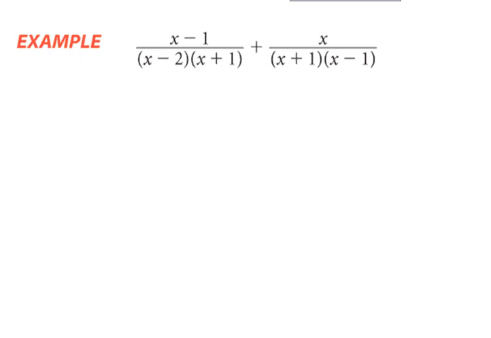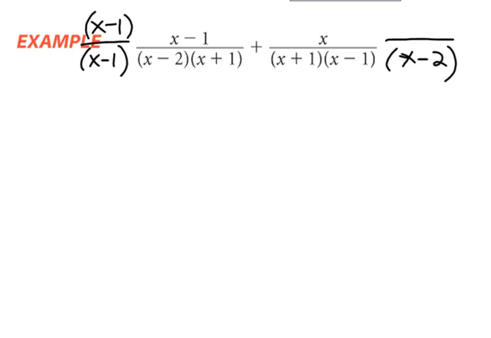So in order to get a common denominator, we need the fraction on the left to have an x minus 1 term, and we need the fraction on the right to have an x minus 2 term. So we need to multiply this by x minus 1 over x minus 1, and we need to multiply this by x minus 2 over x minus 2. So let's start on the left. In order to multiply, our denominators are just going to be there. So we're going to have x minus 1 times x minus 2 times x plus 1.